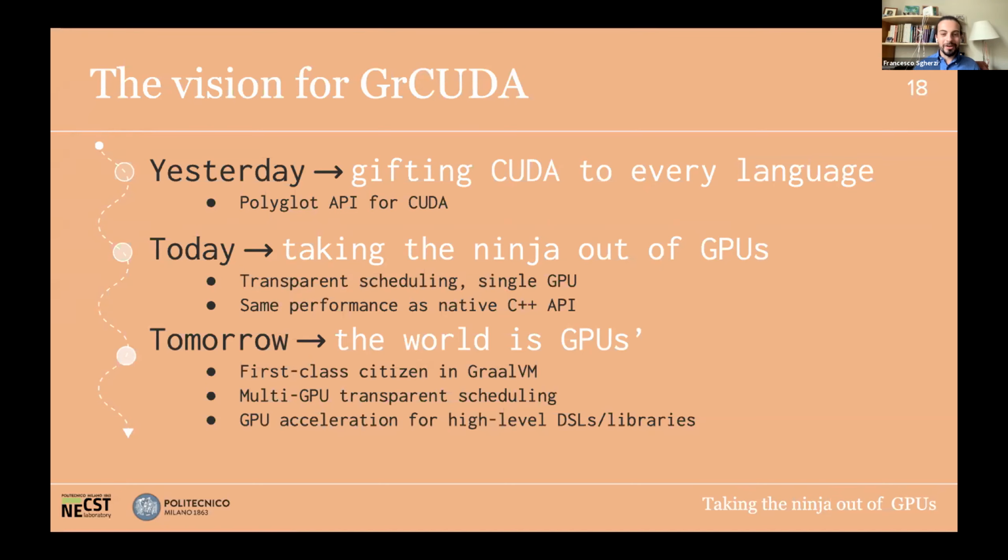And what's tomorrow for us? Well, of course, we hope that GPUs will become first-class citizens in GraalVM. We are working on multi-GPU transparent scheduling, so the scheduling not only of different kernels on the same GPU in a concurrent manner, but also on multiple GPUs. And we are certainly also working on supporting more libraries and more high-level domain-specific languages.